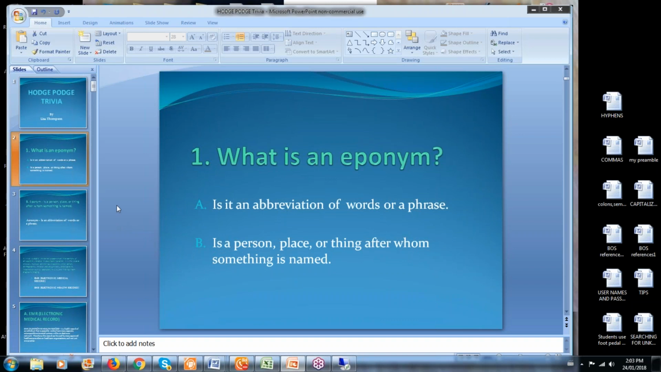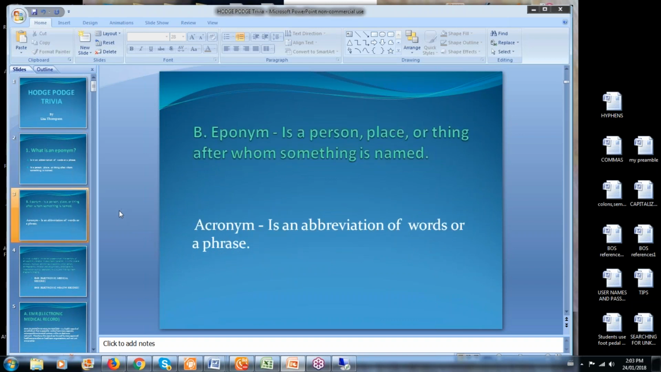Well, let's see what the answer is. B. An eponym is a person, place, or thing after whom something is named. An acronym is actually an abbreviation of words or a phrase, like, for example, COPD, chronic obstructive pulmonary disease. So that's the difference between an eponym and an acronym. And an eponym would be like Alzheimer's disease because it's named after somebody. I forget who. Get it?